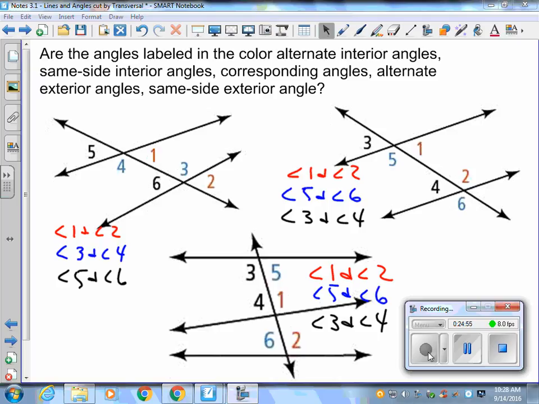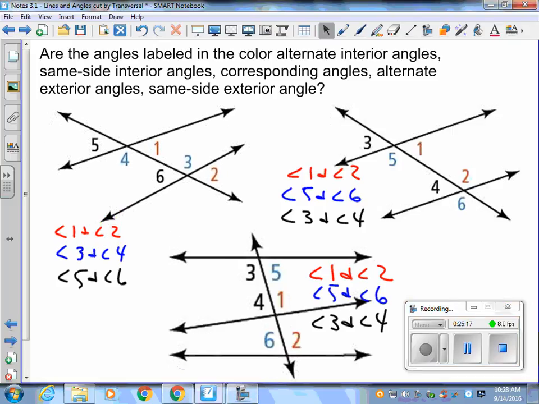All right, so we're supposed to be naming these angles either alternate interior, same side interior, corresponding, alternate exterior, or same side exterior. So when you look at angle 1 and angle 2, what did y'all choose for the name? Yeah, I said corresponding. Corresponding, because this is the bottom right, and this is the bottom right of my picture. So that's really important to recognize. So corresponding.